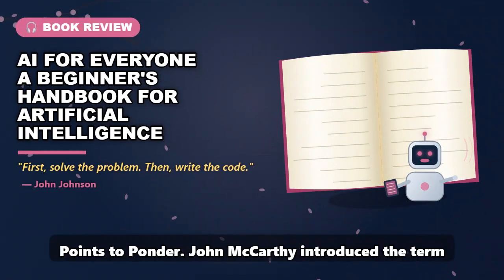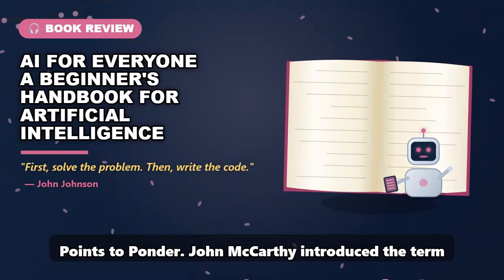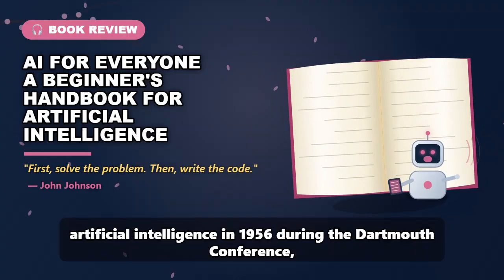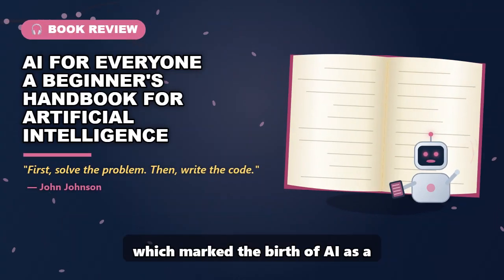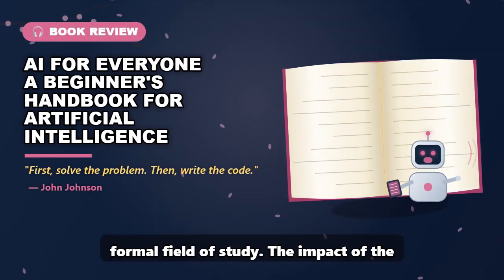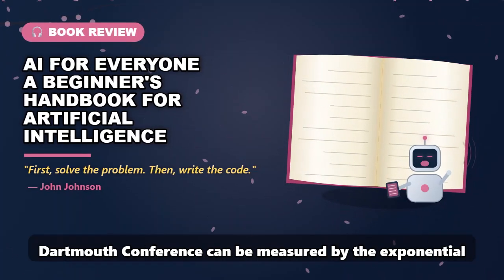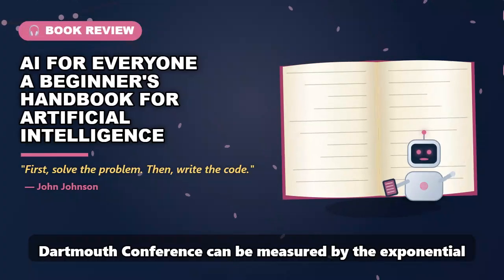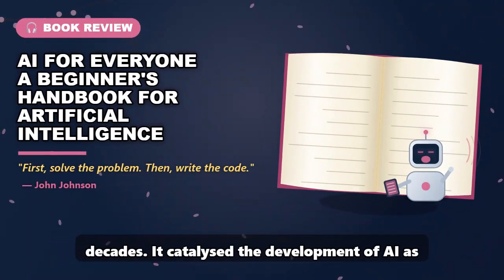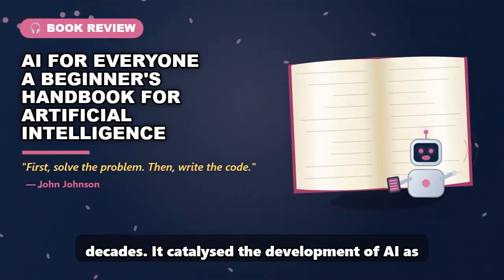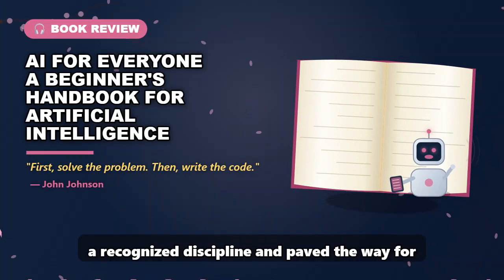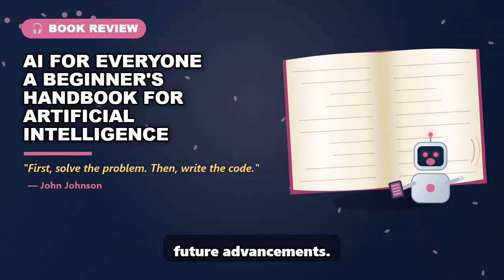Points to ponder. John McCarthy introduced the term artificial intelligence in 1956 during the Dartmouth Conference, which marked the birth of AI as a formal field of study. The impact of the Dartmouth Conference can be measured by the exponential growth of AI research and applications in subsequent decades. It catalyzed the development of AI as a recognized discipline and paved the way for future advancements.